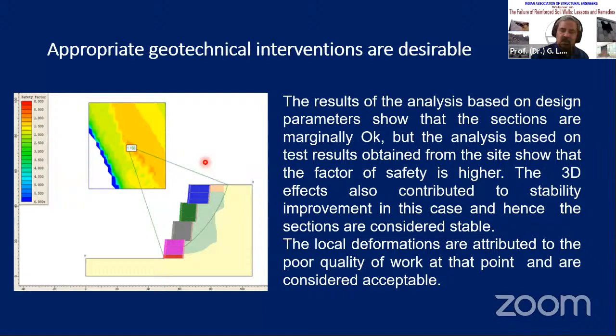So there were some minor local deformations because they did work during rain, and that led to some problems, but it was minor. What I want to say is that appropriate geotechnical interventions were helpful here, because others also found it quite understandable. So we had a good meeting of structural engineers and geotechnical engineers and understood the case. And there was general agreement that this is fine, though the initial discussions were quite tricky. But finally now things are fine.